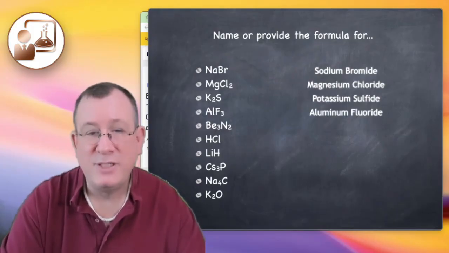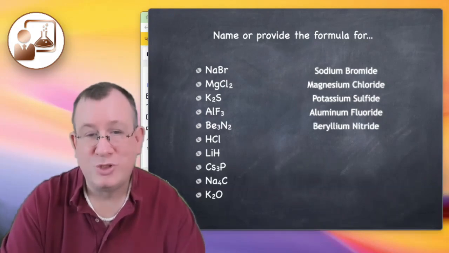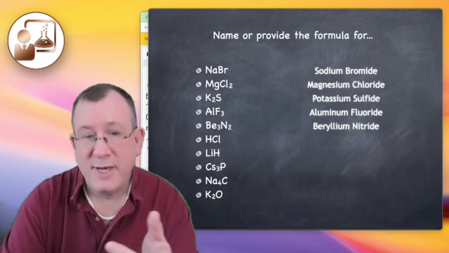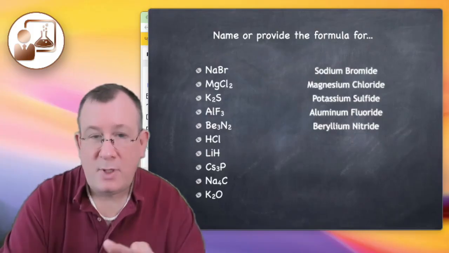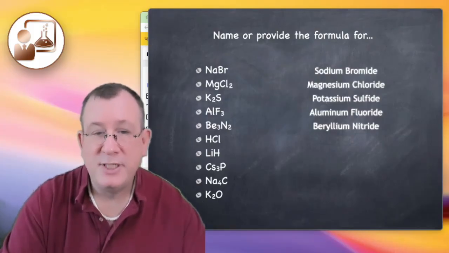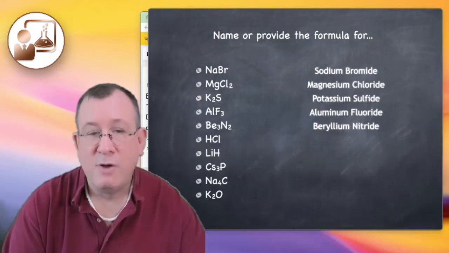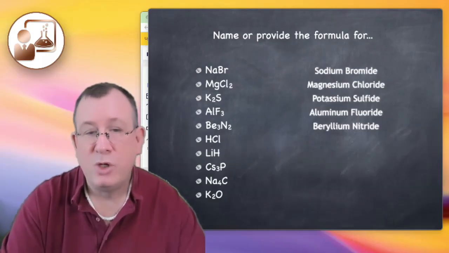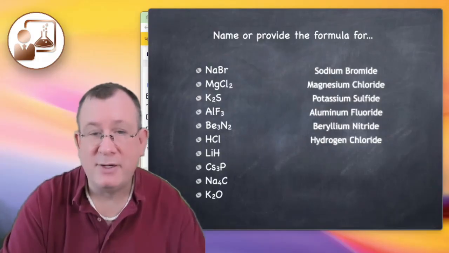Beryllium and nitrogen coming together. Beryllium nitride. Now the next one, HCl, don't get confused on this. This is not an acid, okay? Hydrogen and chlorine coming together form hydrogen chloride. This is one of the substances that makes the binary acids.